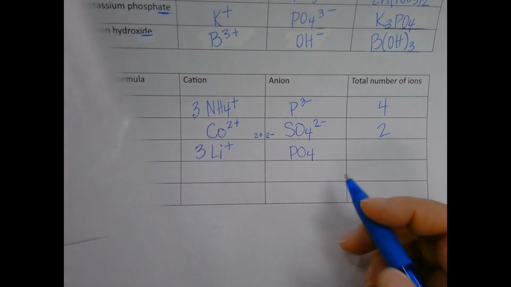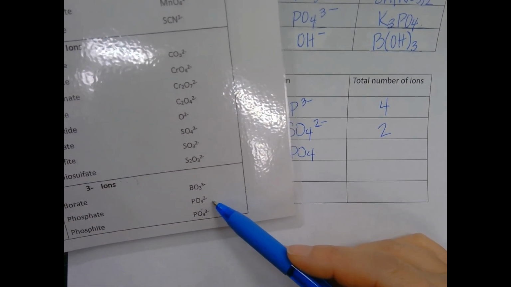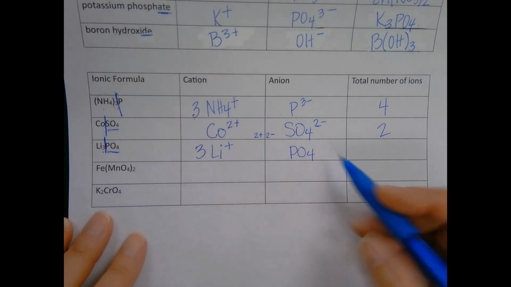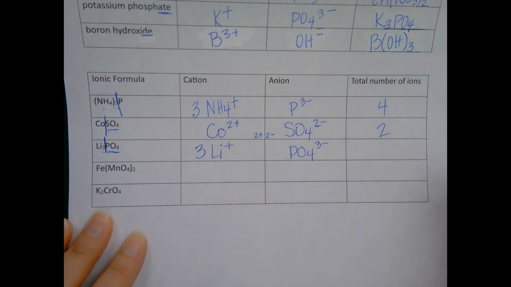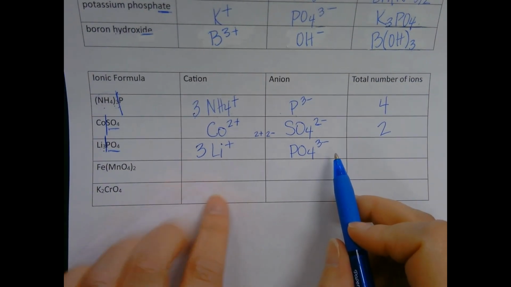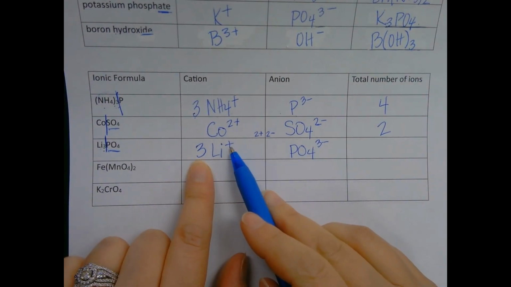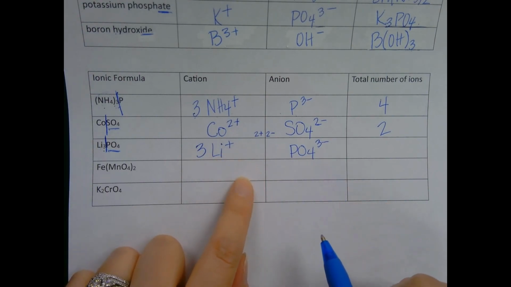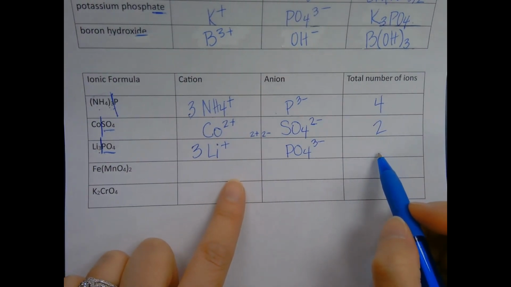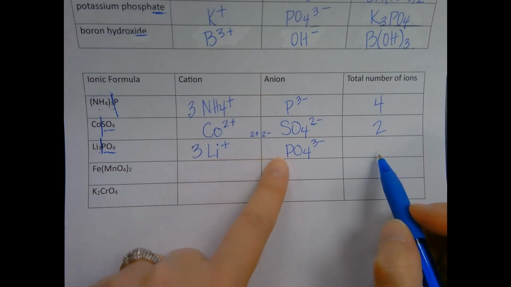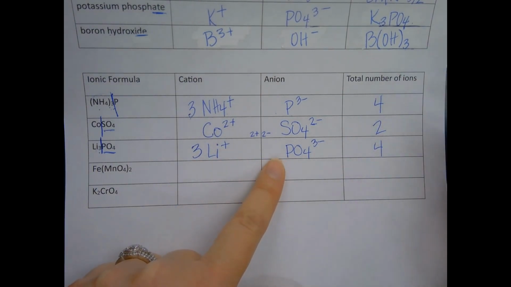I check my chart. Phosphate is PO4 3 minus. So my charge on phosphate is 3 negative. And again, you can check to make sure you're doing it right, is if your pluses add up to your minuses to equal 0. Your total number of ions are 3 lithium plus 1 phosphate is a total of 4 ions.